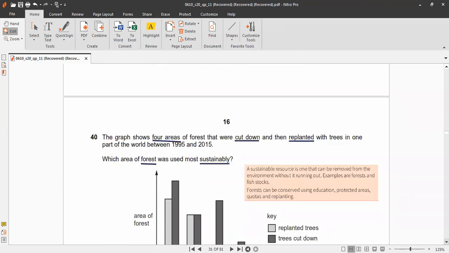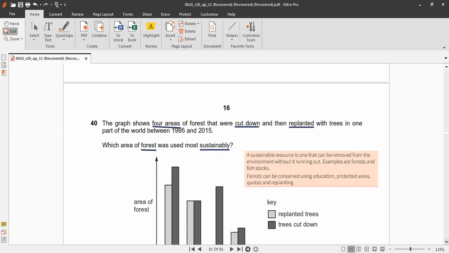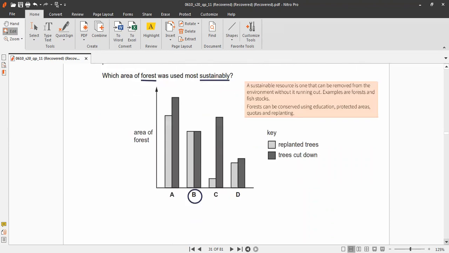The graph shows 4 areas of forest that were cut down and then replanted with trees in one part of the world between 1995 and 2015. Which area of forest was used most sustainably? A sustainable resource is one that can be removed from the environment without it running out. Examples are forests and fish stocks. Forests can be conserved using education, protected areas, quotas and replanting. So the correct answer is B, where the amounts are the same.